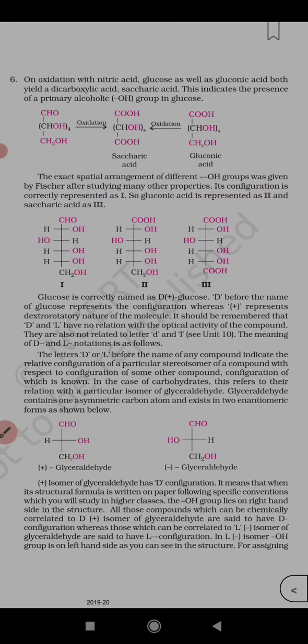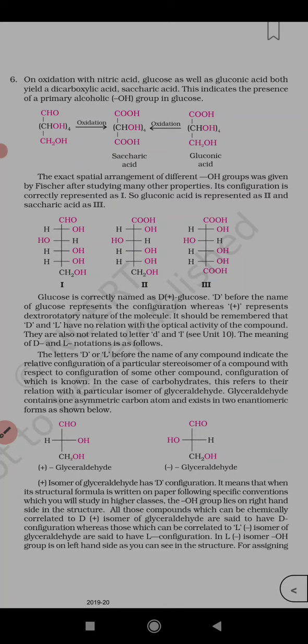So on oxidation with nitric acid, glucose as well as gluconic acid both yield a dicarboxylic acid, saccharic acid. This indicates the presence of a primary alcoholic OH group in glucose. See, if you do oxidation with nitric acid of glucose, you will get saccharic acid. And if you do oxidation of gluconic acid, you will get a dicarboxylic acid, that is saccharic acid.